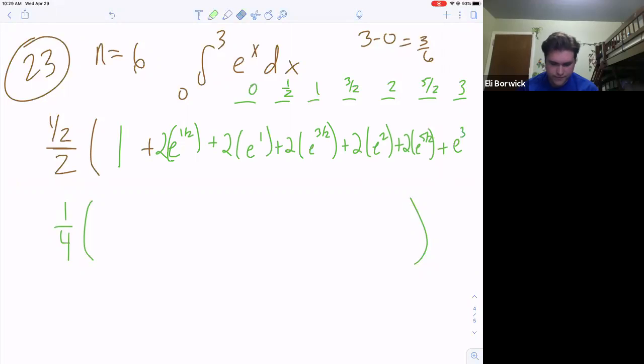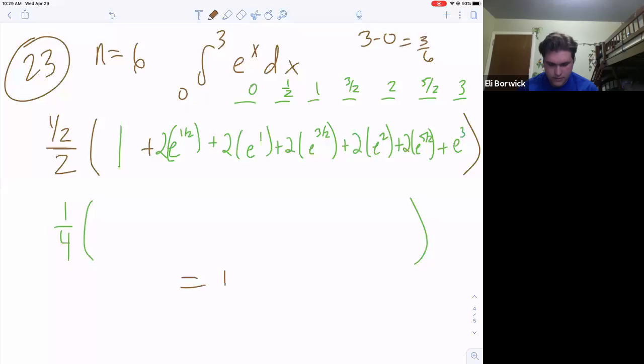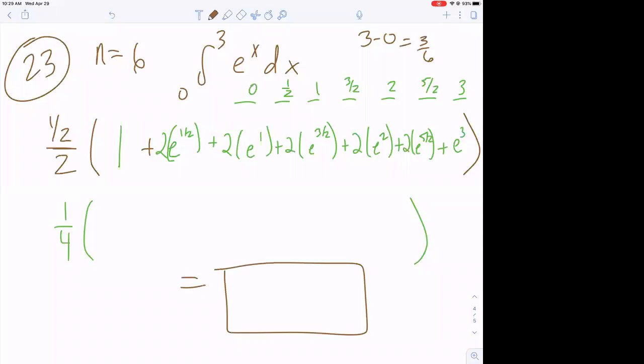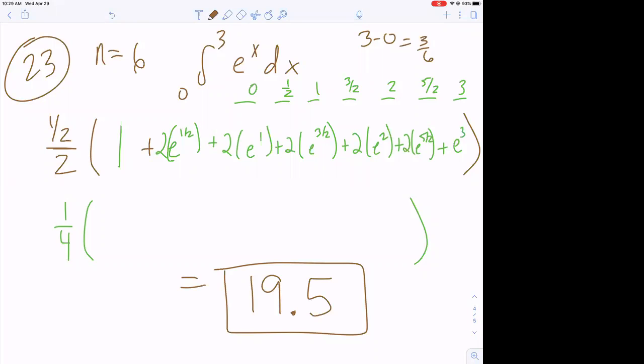So anybody want to say what they get when they plug all that in? I'm working on it. Yes, and feel free to just give me the final answer if you want. I got 19.5. Sweet. We'll just let one other person confirm that. If you all feel good, then we'll keep going.